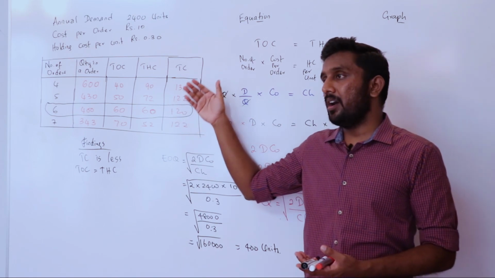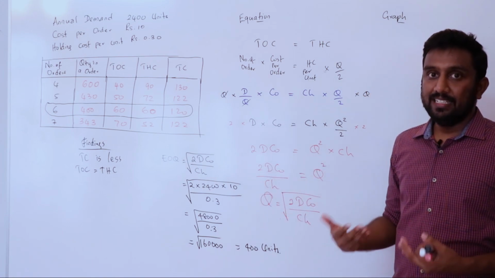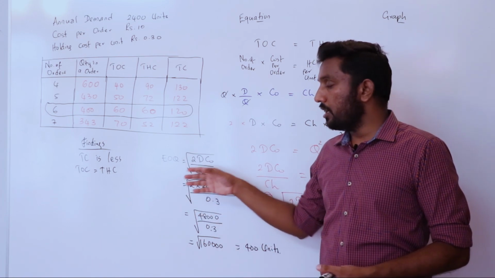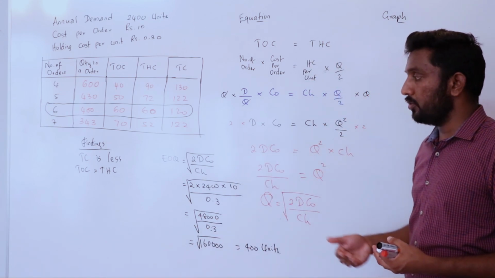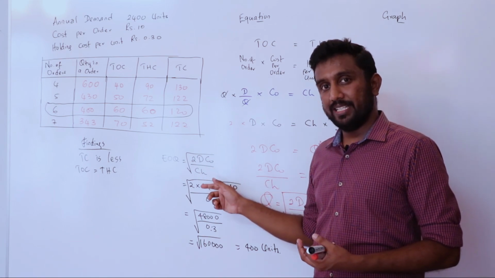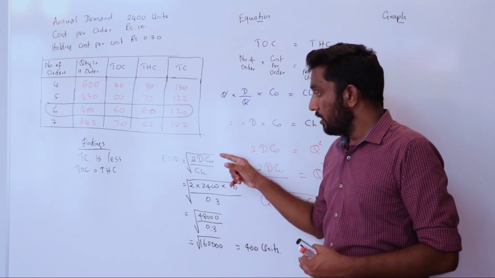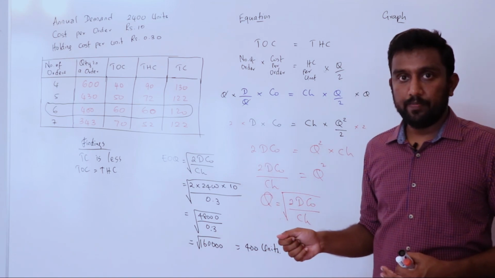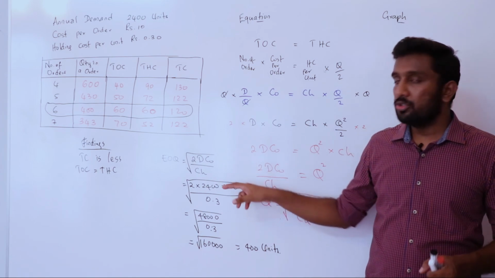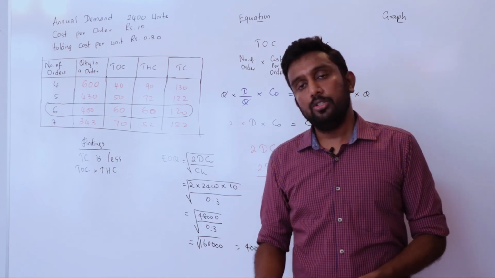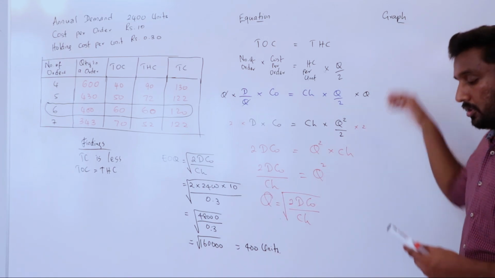For the table, you should have an idea how you are getting the values, but generally in an exam or in any other situation we are using the equation. So you should know the exact equation, which is 2DCO over CH. D is demand for the year, not for a month, not for the quarter. CO is the cost per order, and CH is the holding cost per unit, not the total. These are per order and per unit. So that's the second method to find the EOQ. And the third method is the graph.